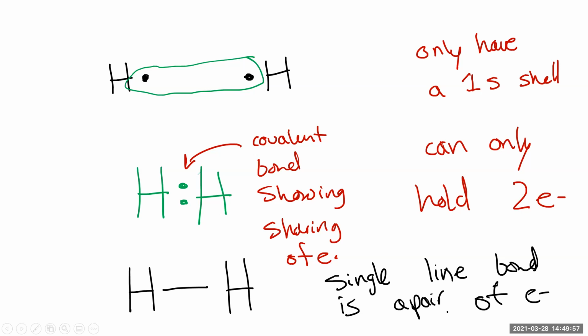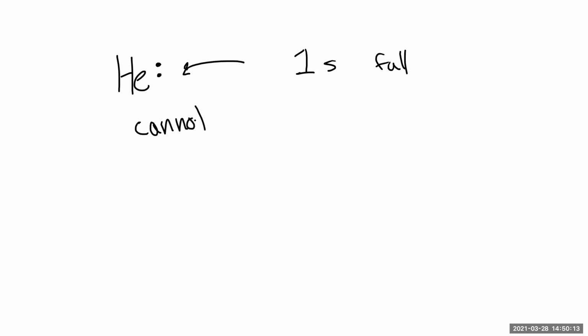Okay. Now, if you look at helium, helium will actually have a pair of electrons already. And since it is 1s full, in general, we say it cannot bond, which is what we discussed when we talked about the noble gases and we looked at those.